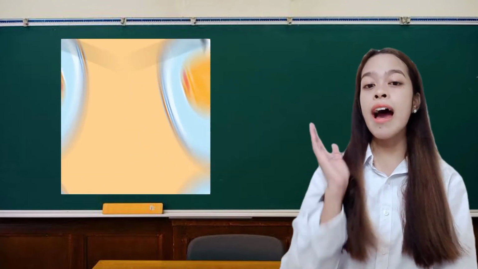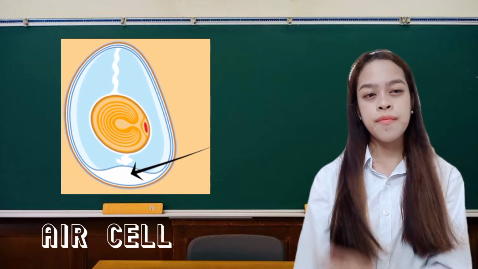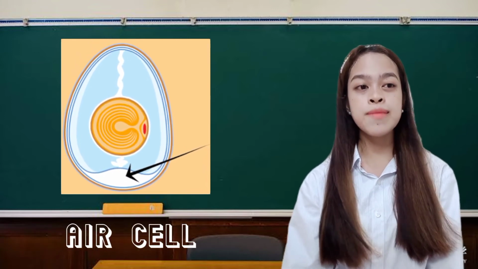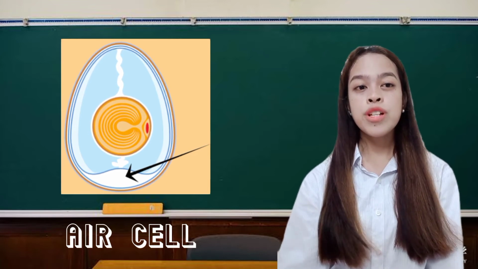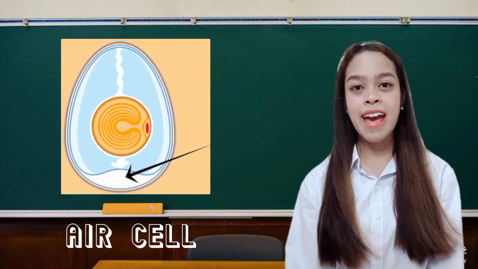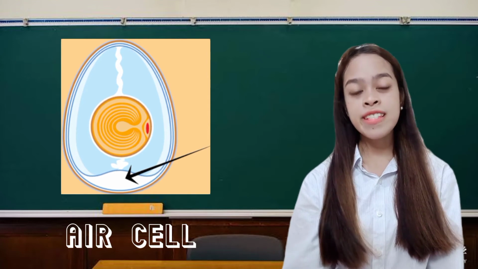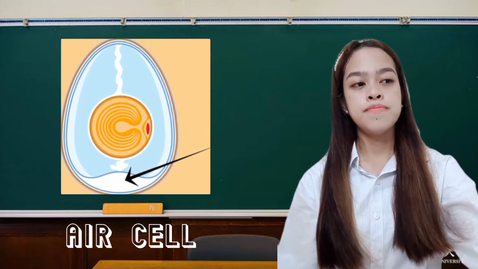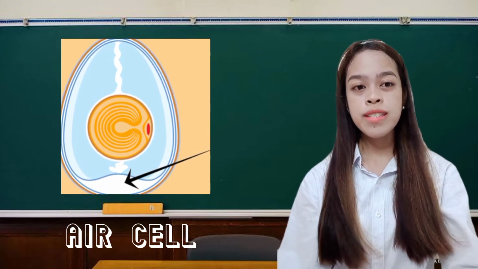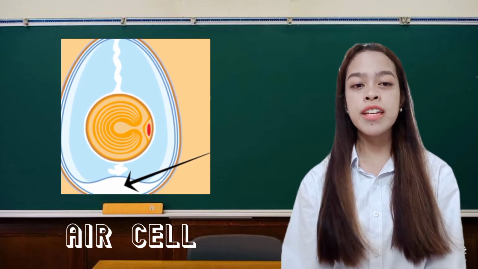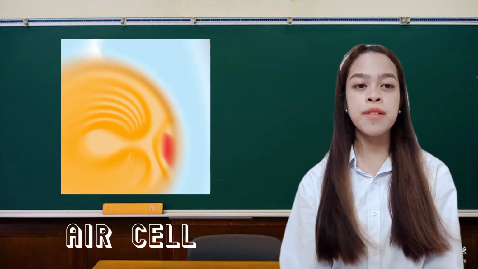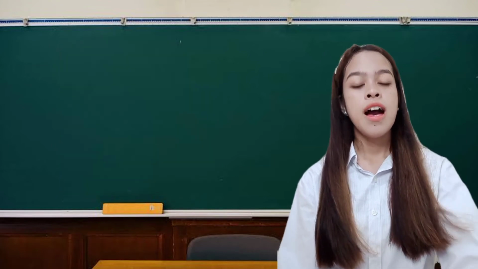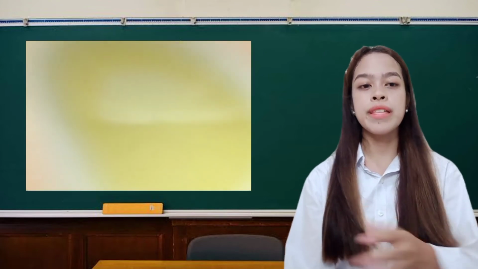So, this is the air cell. This is the empty space between the white and shell at the large end of the egg, which is barely existent in a newly laid egg. When an egg is first laid, it is warm. As it cools, the contents contract and the inner shell membranes separate from the outer shell membrane to form the air cell. And next is the albumen.